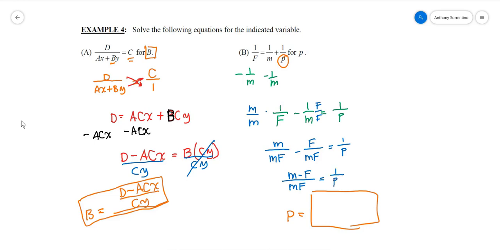I could cross multiply and give myself more work to do, but it stands to reason that since p and 1 over p are reciprocals, then p should equal the reciprocal of this side. So I'm going to have mf over m minus f, and that solves the equation for p. And that's the end of it.